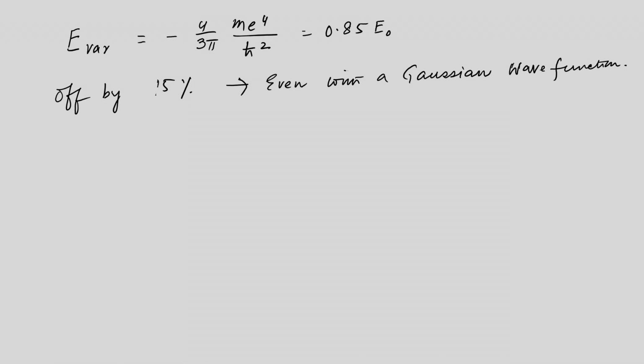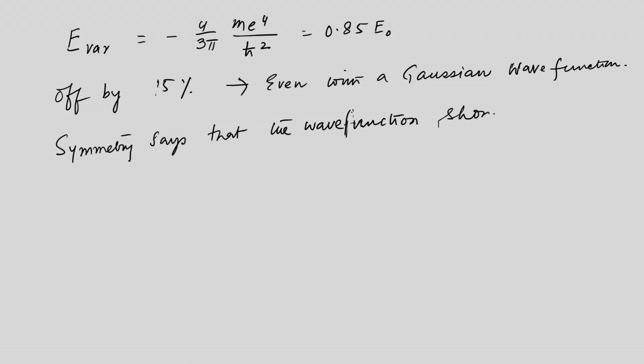So, the important thing is that when the symmetry says that the wave function should have a form which is exponential minus r, we have taken it as a Gaussian and then we are only off by 15%, which means that the variational calculation at times works very well.